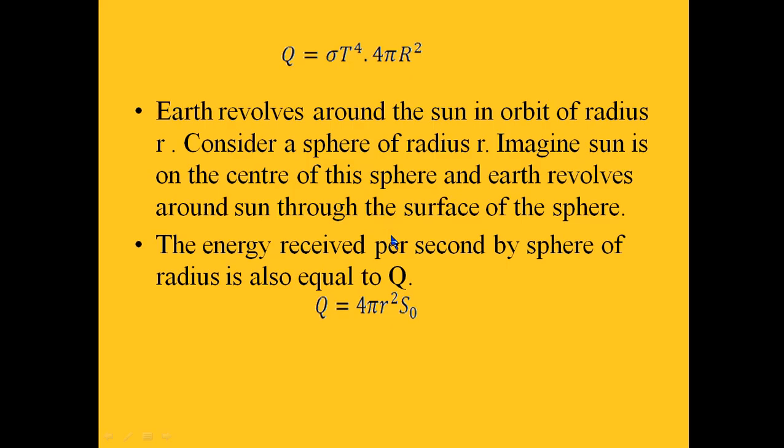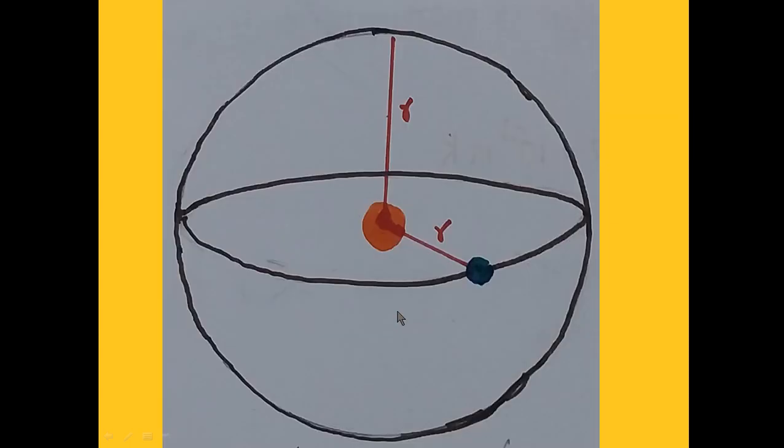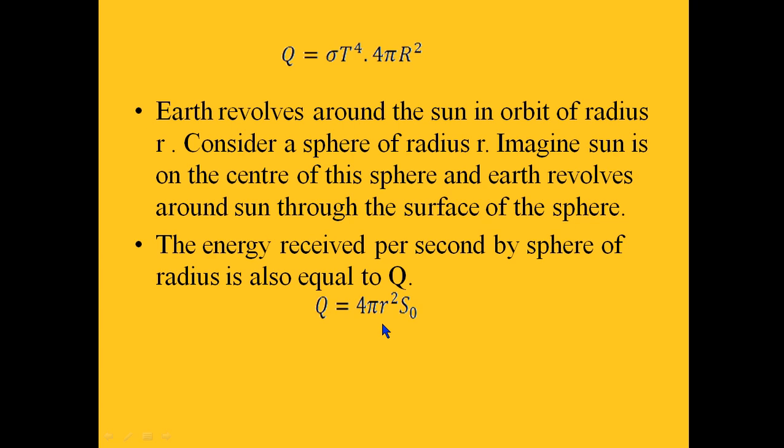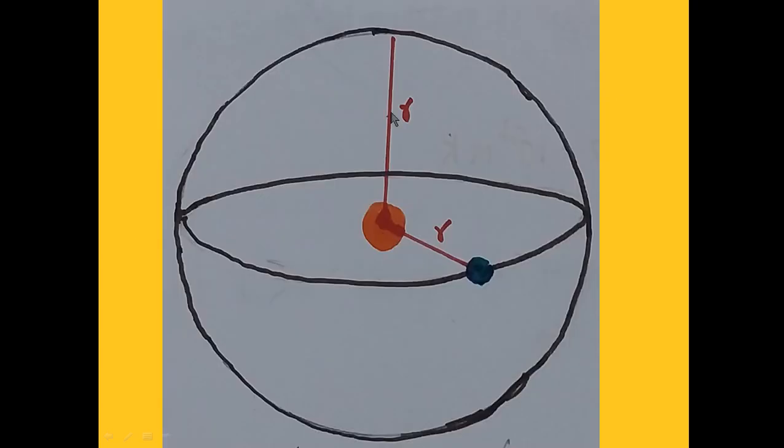Now the energy received per second by the sphere of radius small r is also equal to Q. This Q is equal to 4 pi r square times S naught. What was S naught? S naught is the true solar constant. So the energy received by the sphere from the sun is 4 pi r square times S naught.